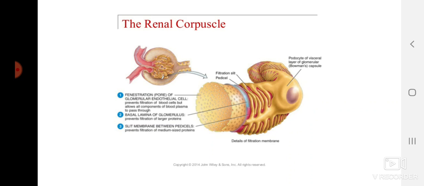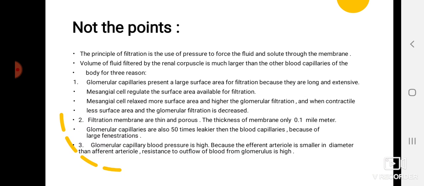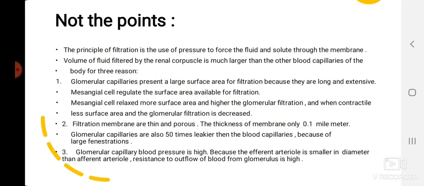And this is a detail of the renal filtration membrane. This is the filtration. The fluid comes out of the renal capsule through three barriers. First is the penetration in the glomerular epithelium cell, and the second barrier is the basement membrane, and the third barrier is the slit membrane.